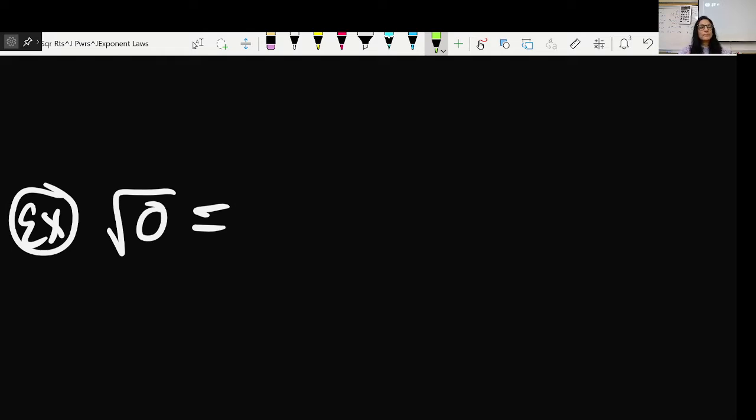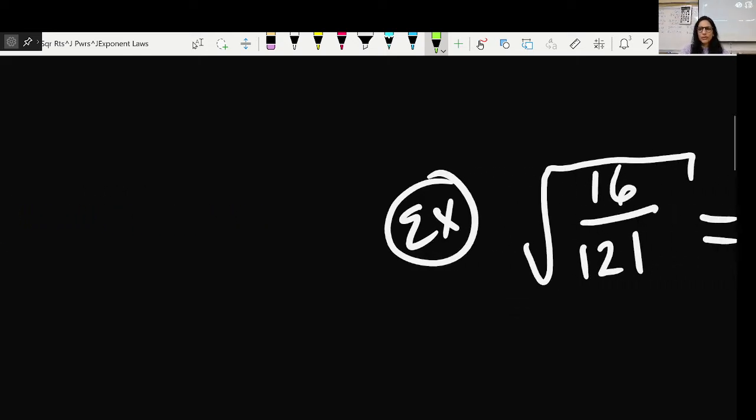Undefined also? Well, 0's, again, controversial or a little bit weird. 0 and 1 sometimes have their own set of rules. The square root of 0, technically, you could say it's equal to 0. It probably won't come up very often, but I figured we would go through it.